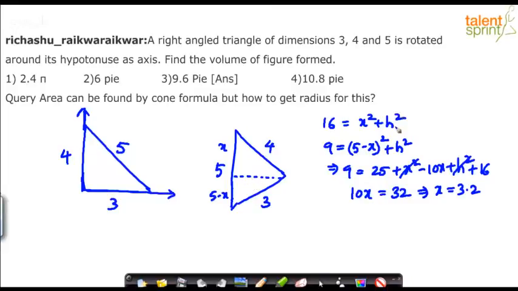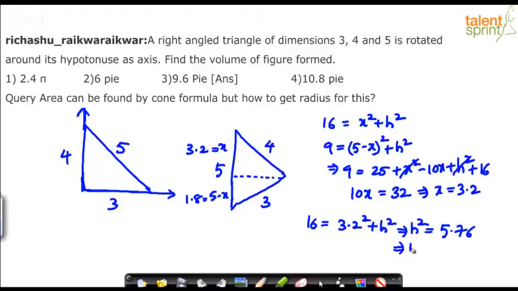The radius is nothing but h, whatever h I have calculated here. So take 3.2 and 1.8. What will be the height? (3.2) square will be 10.24, right? So 16 minus 10.24 will be 5.76. So h will be equal to 2.4. So Richa, the radius that you're talking about should be taken as 2.4. See, this is h. I'm assuming this is h.